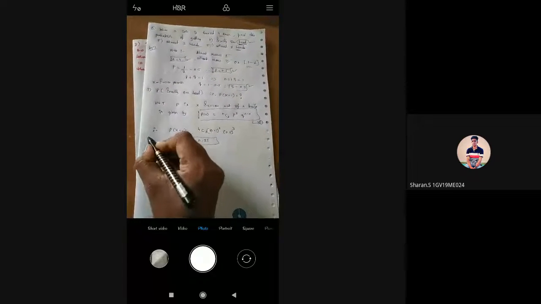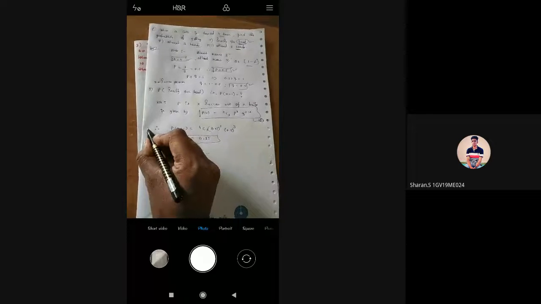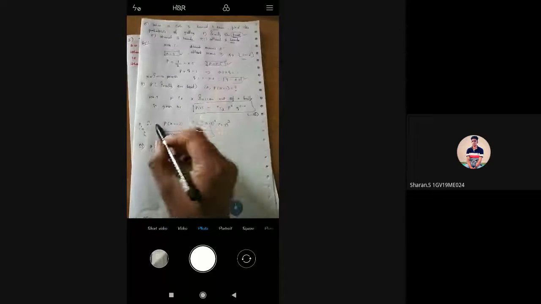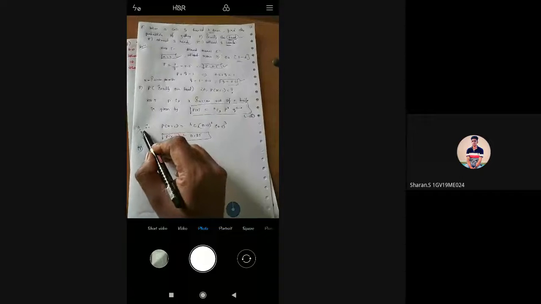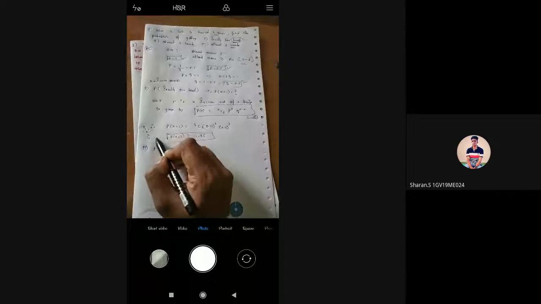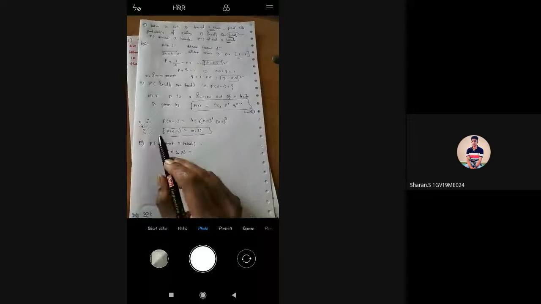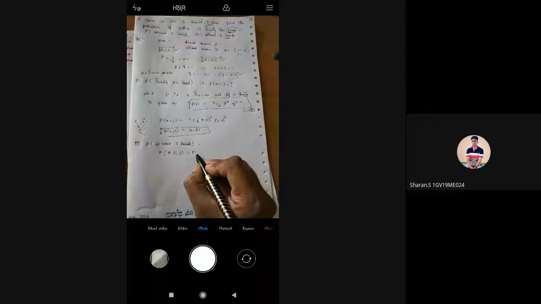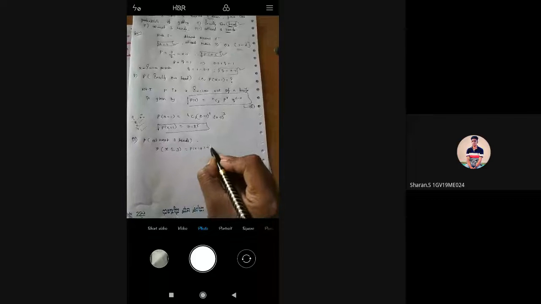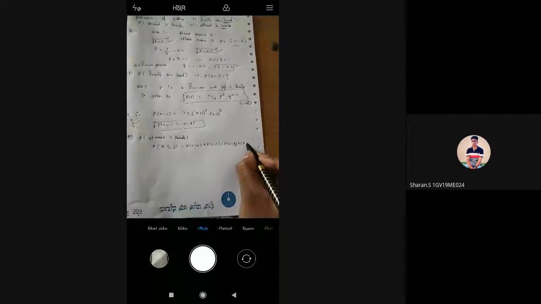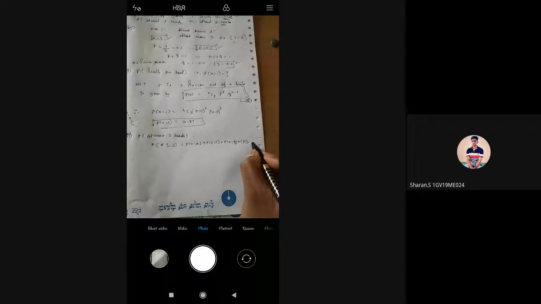So like that 3, 2, 1, 0. So the possibilities are getting no head, then 1 head, 2 heads, 3 heads and 4 heads. So at most 3 heads means less than or equal to 3. So P of x is equal to 0 plus P of x is equal to 1 plus P of x is equal to 2, and now P of x is equal to 3.